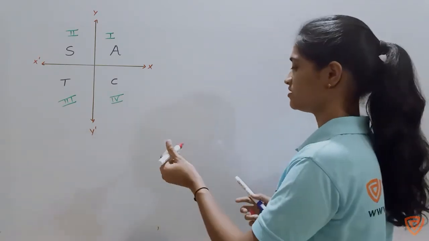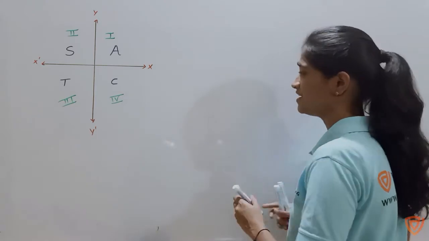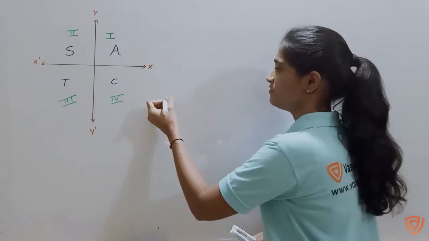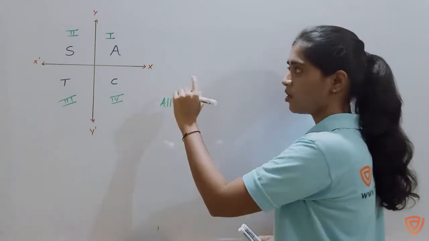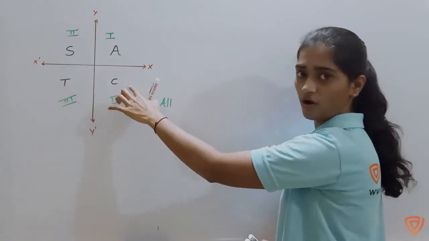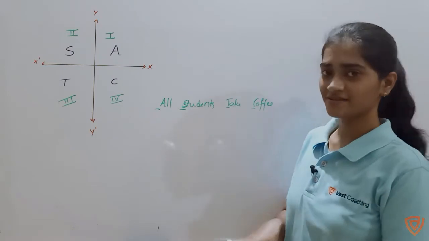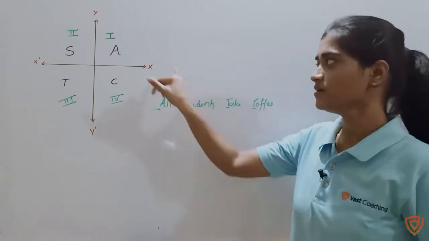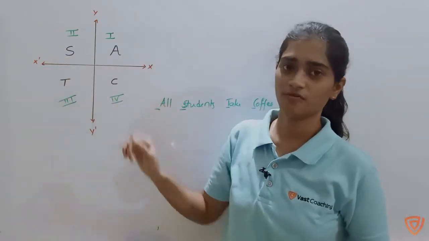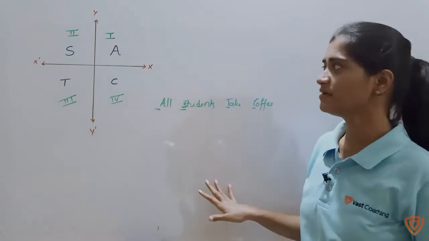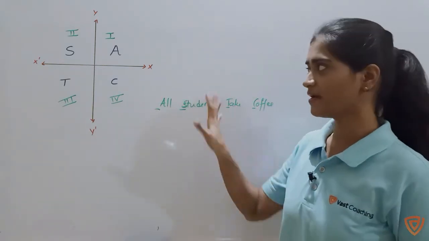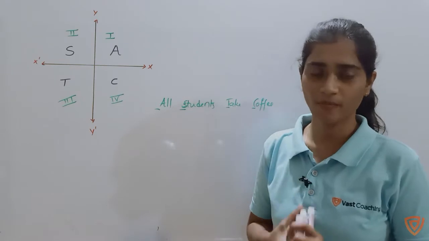You can just remember it by this sentence. There are many tricks; this is one of the ways you can remember. All students take coffee. These first letters I have marked. All students take coffee. By this way you can remember in which quadrant which trigonometric ratios are positive.